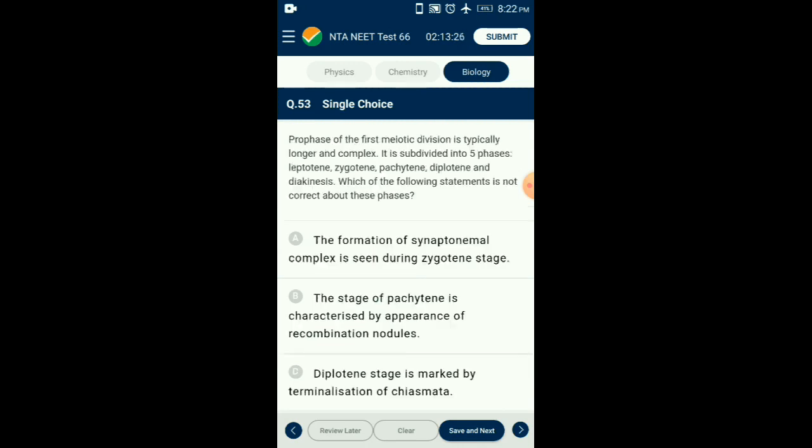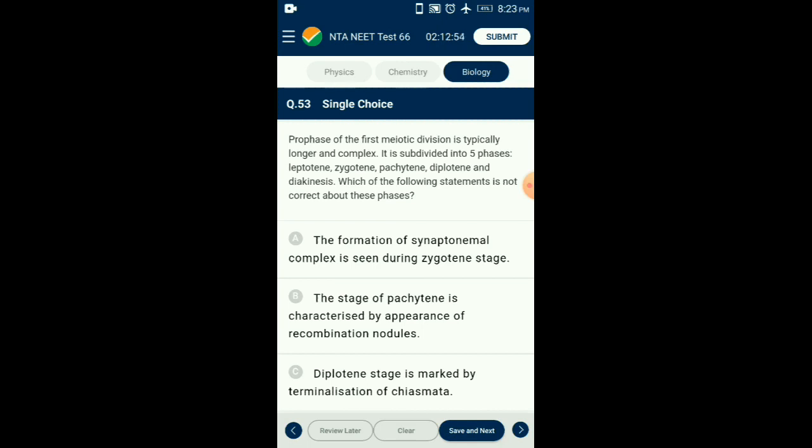Question number 53. Prophase of first meiotic division is typically longer and complex. It is subdivided into 5 stages: leptotene, zygotene, pachytene, diplotene, and diakinesis. Which of the following statements is not correct about these phases?